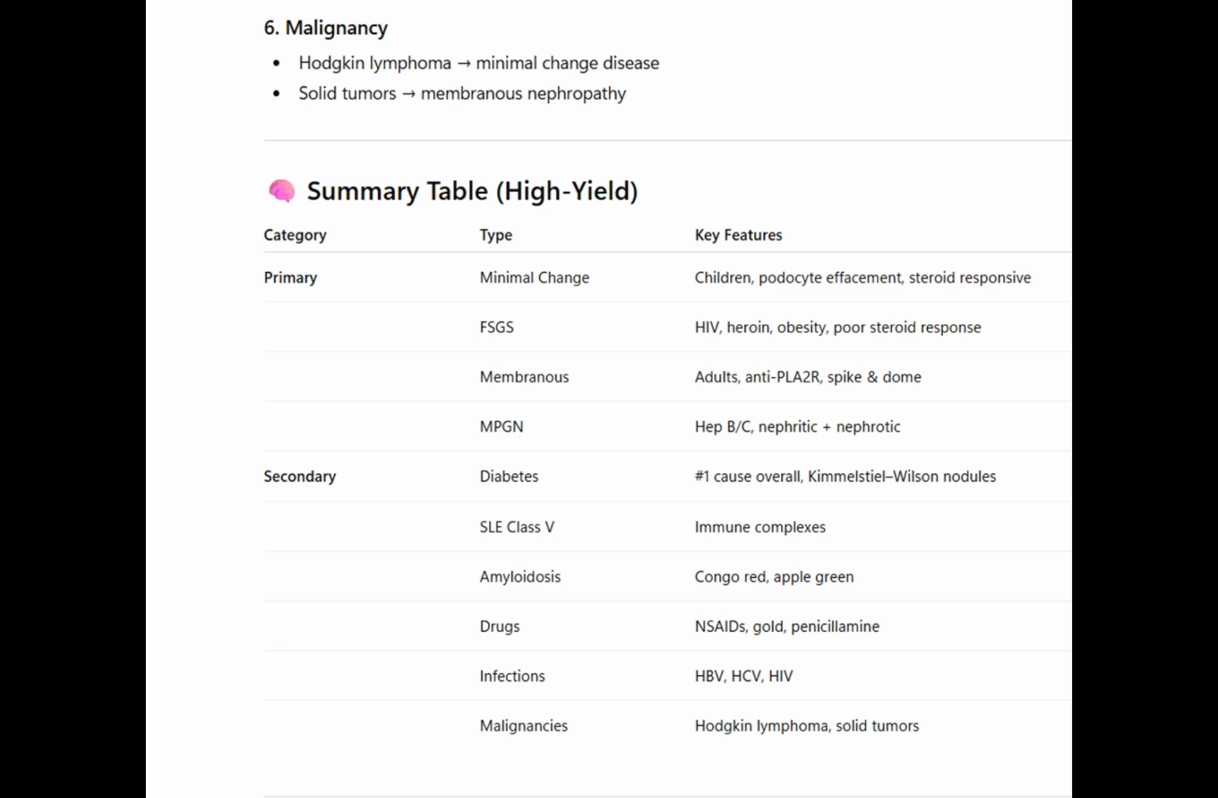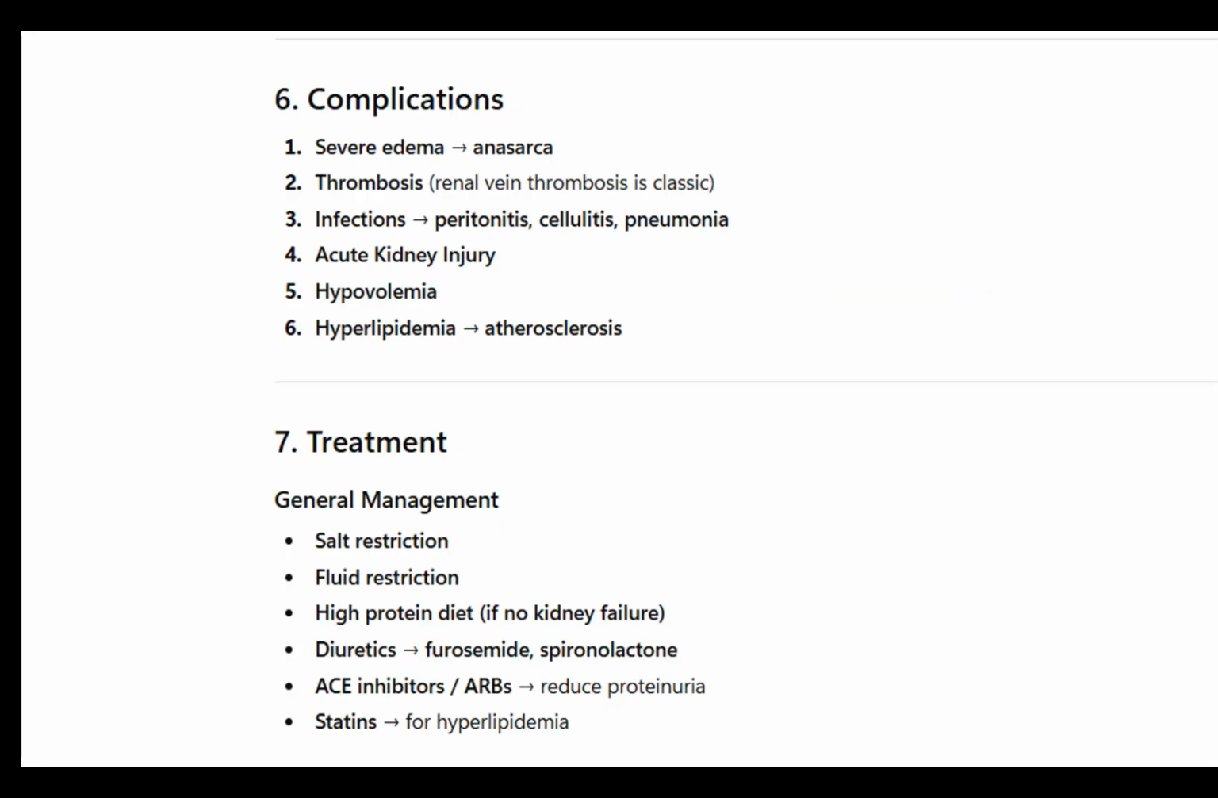Understanding these types helps guide diagnosis, management, and prognosis for patients with nephrotic syndrome. Heavy nephrotic syndrome can lead to several important complications. Number 1. Severe edema, which can progress to anasarca. Number 2. Thromboembolic events, especially renal vein thrombosis, deep vein thrombosis, and pulmonary embolism. Number 3. Infections due to the loss of immunoglobulins and complement proteins. Number 4. Acute kidney injury, which may occur from hypovolemia or drug toxicity. Number 5. Accelerated atherosclerosis, driven by chronic hyperlipidemia.